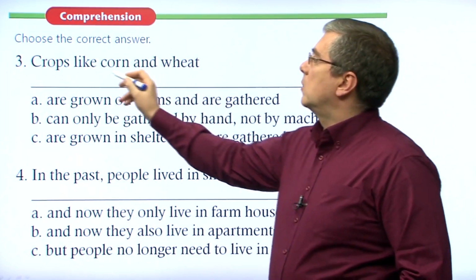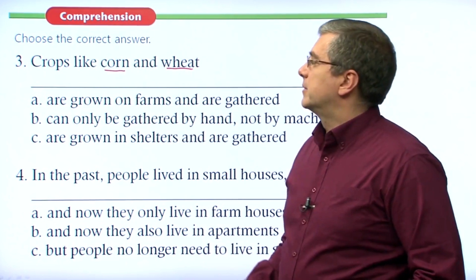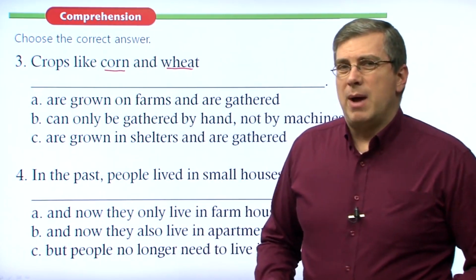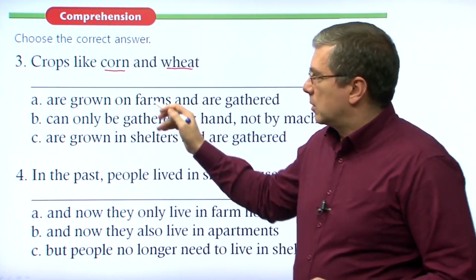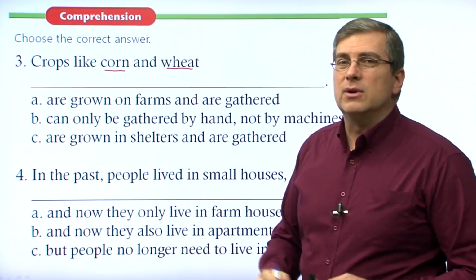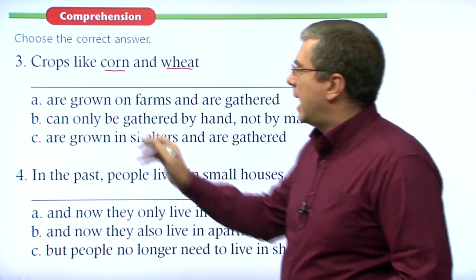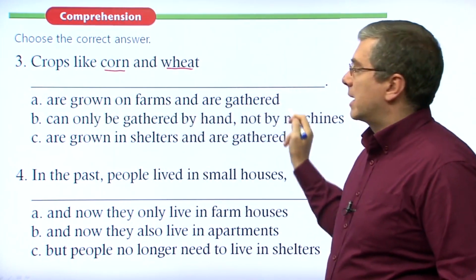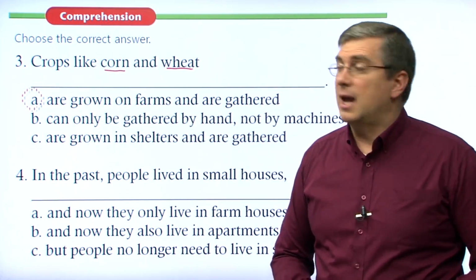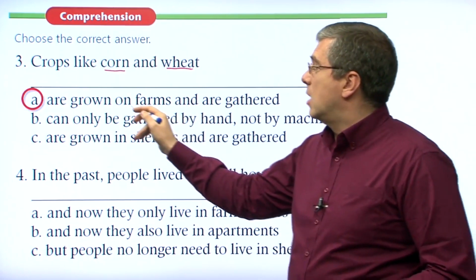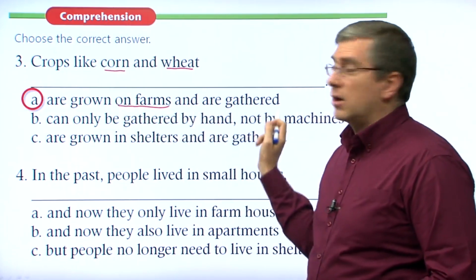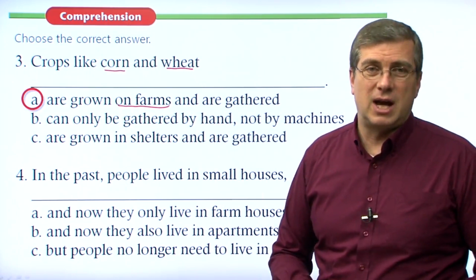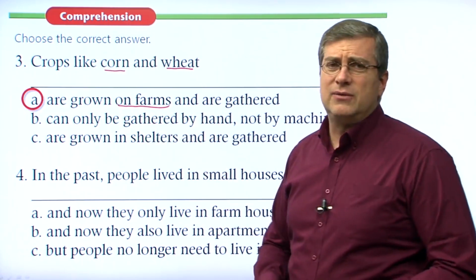Crops like corn and wheat are types of crops. What is true about these crops? That's what we're looking for in A, B, and C. We're looking for a true statement about these. A, crops like corn and wheat are grown on farms and are gathered. Is that true? Yeah, absolutely that's true. We talked about that. Where are crops grown? On farms. They are gathered. We just talked about harvest time. Let's look at B and C for practice.